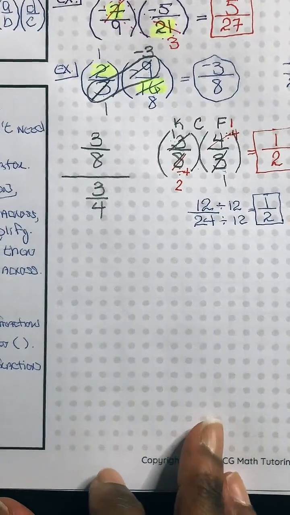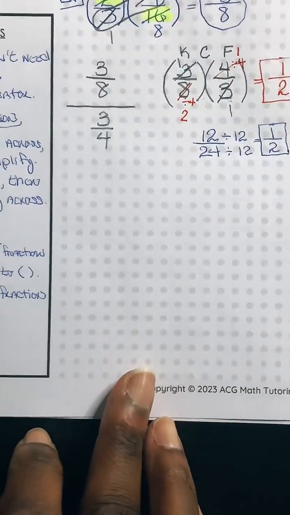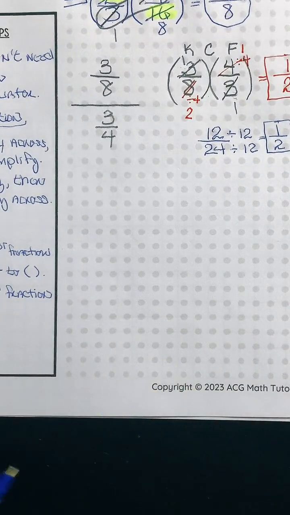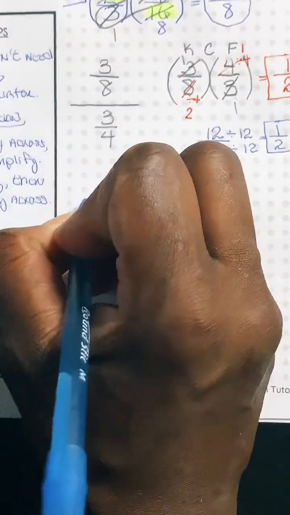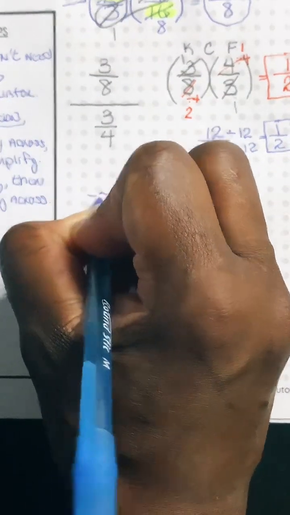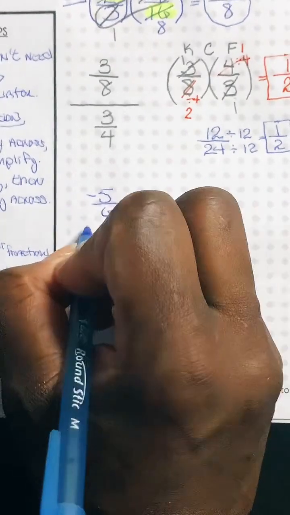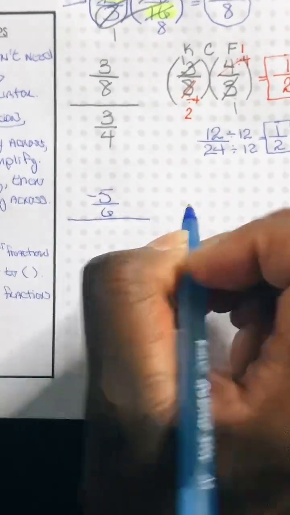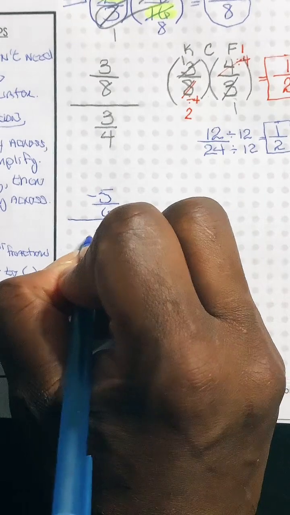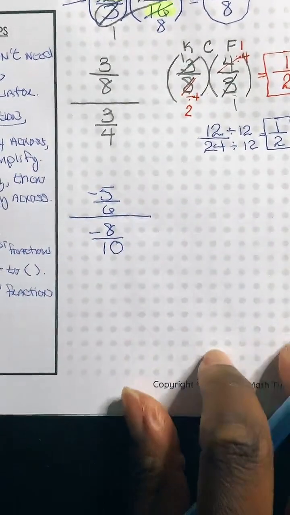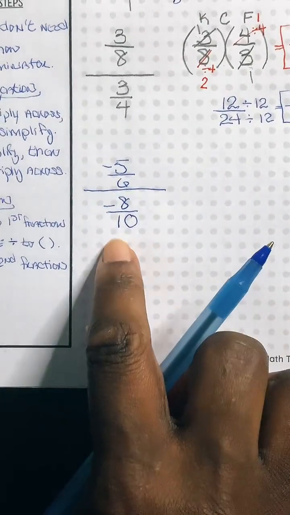This is awesome. So yeah, that's all you're basically doing when you're dividing. So let me give you one more, and let's see if you guys can get this one. I have -5/6 divided by -8/10. All right, so see if you guys can do that one.